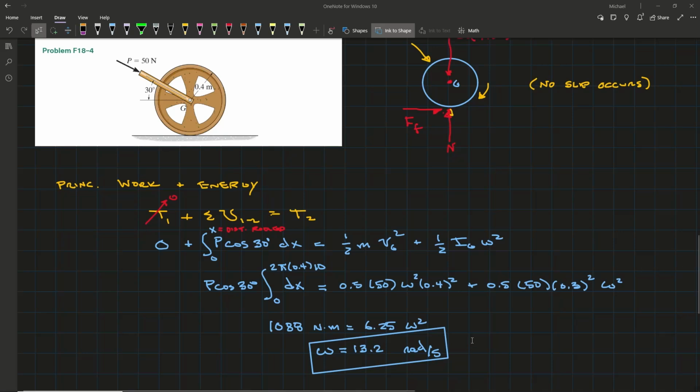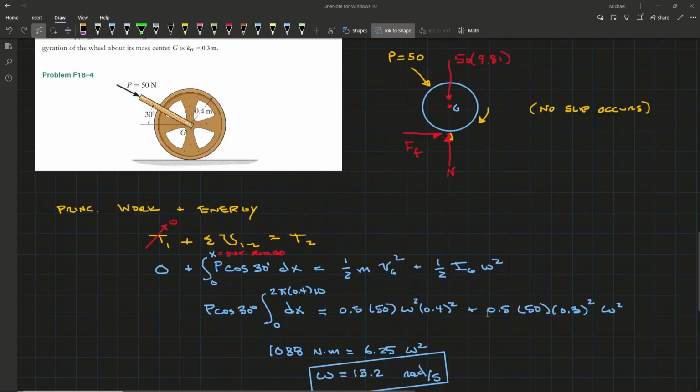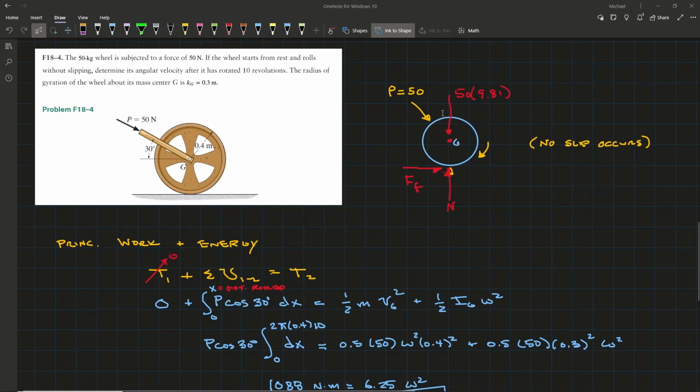So really the key to this analysis is setting up a proper free body diagram and recognizing which forces are associated with work and which are not.